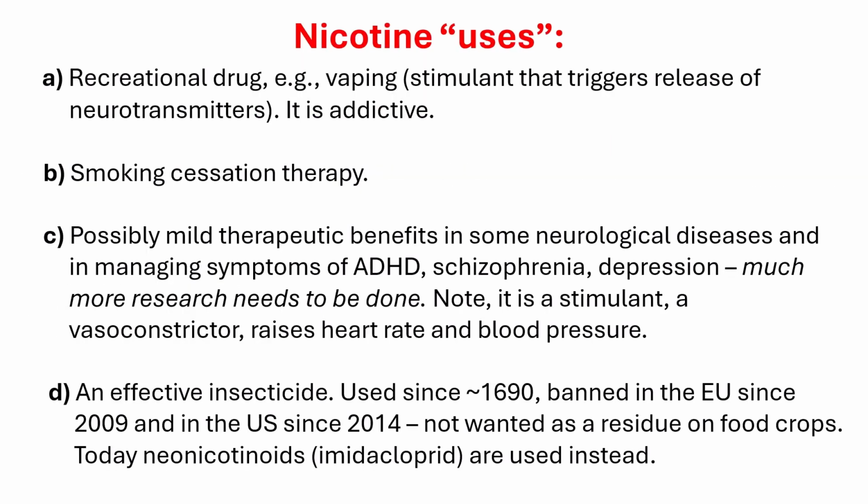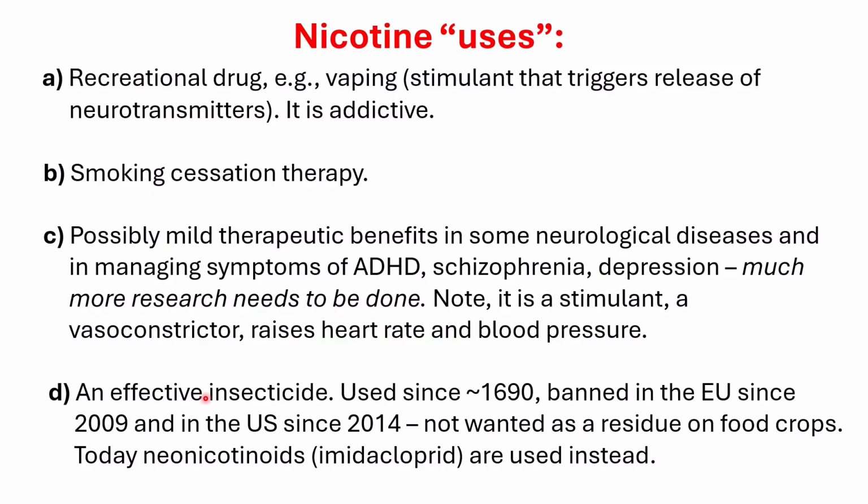Nicotine has a variety of uses. Obviously, it's well known that it's a recreational drug, particularly with vaping. We have to keep in mind that it's a stimulant that triggers the release of neurotransmitters, and we have to keep in mind that it is addictive. It is used in smoking cessation therapy, something we'll talk about a little bit later. It may possibly have mild therapeutic benefits in some neurological diseases and in managing the symptoms of such things as ADHD, schizophrenia, depression, but much more research needs to be done in these areas. Always remember, it's a stimulant, a vasoconstrictor, it raises heart rate, and it raises blood pressure.